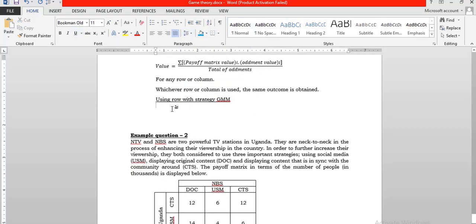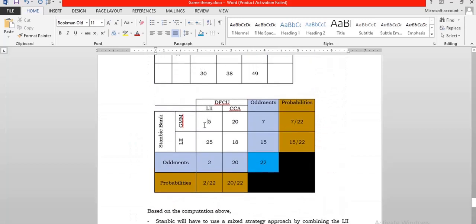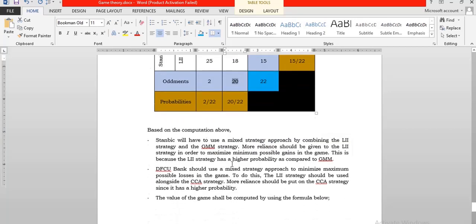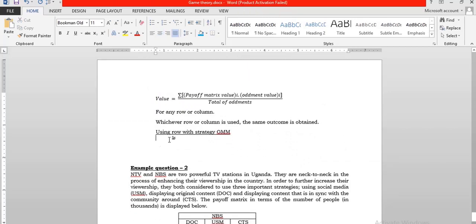So we shall say it is 5 times 2 plus 20 times 20. So it shall be open brackets 5 times 2, plus 20 times 20, everything divided by 22, which is the total oddments.